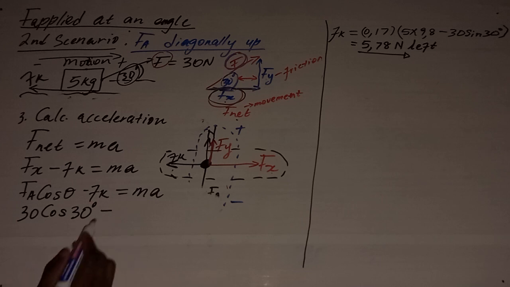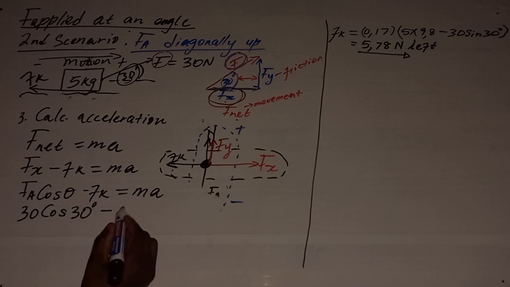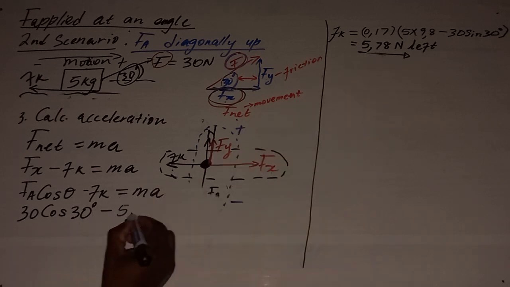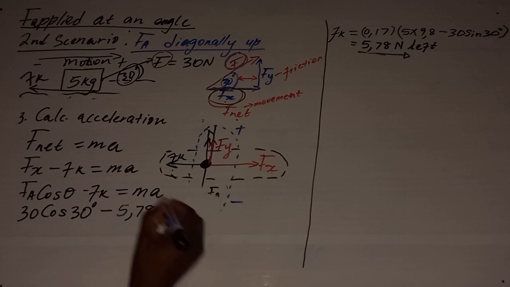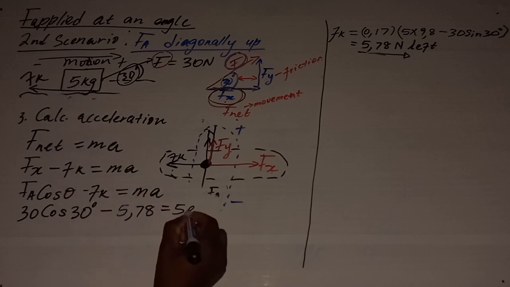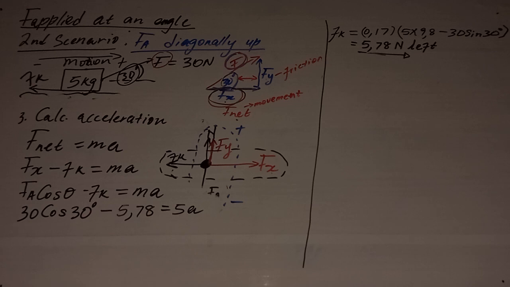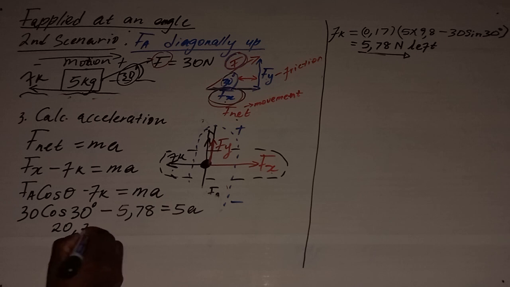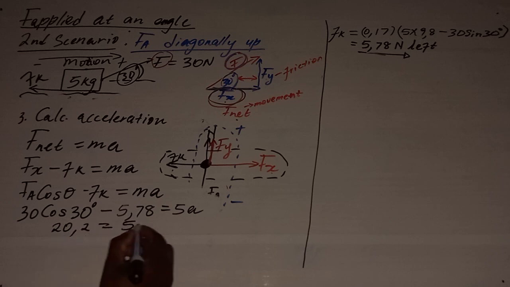Okay, minus Fk. So our Fk, we've already calculated our Fk here, which is 5.78, is equal to the mass, which is 5 kg, a. So punching this in the calculator, we're having 30 cos of 30 degrees, and then minus 5.78. We are having 20.2 is equal to 5a.